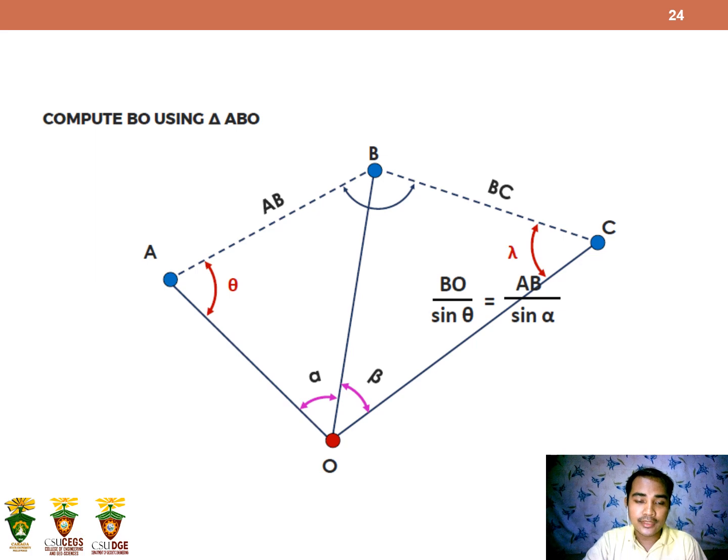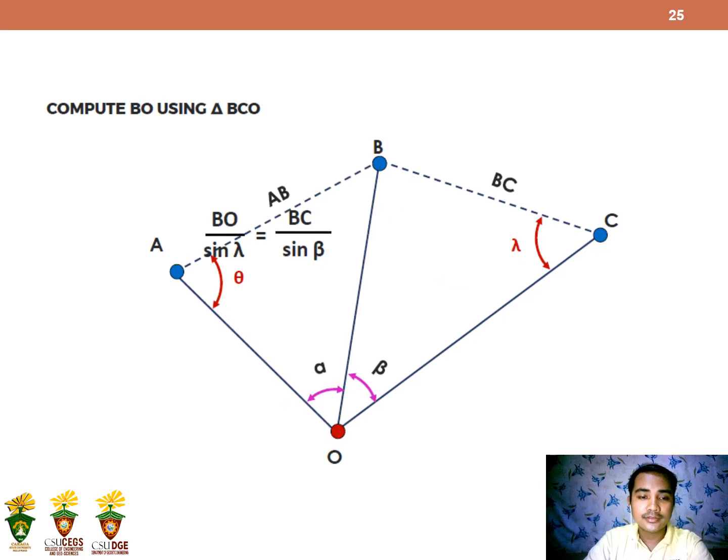First is we need to compute the BO using the triangle ABO. Triangle ABO, no? So we need to compute the BO, no? So using sine law, BO, which is si BO over ang iyahang angle is si theta, so over sine theta is equal to known side si AB, then iyahang opposite angle is si sine alpha.